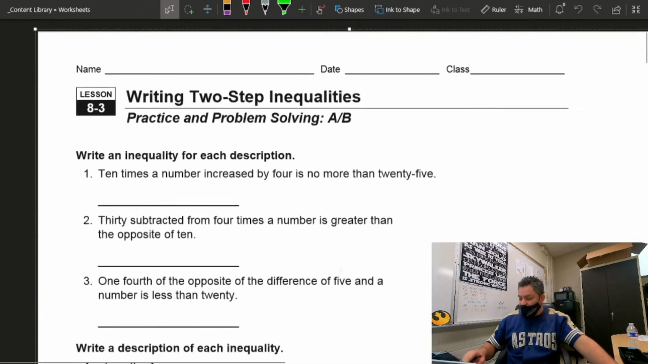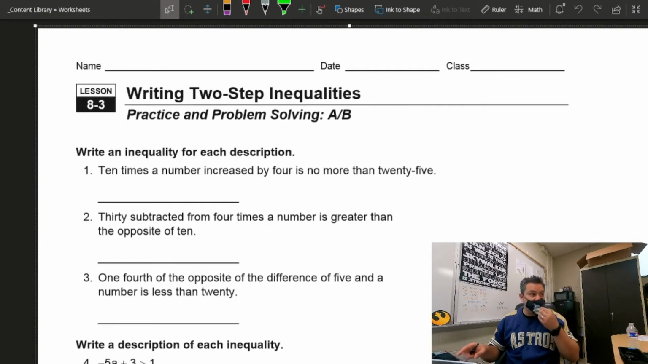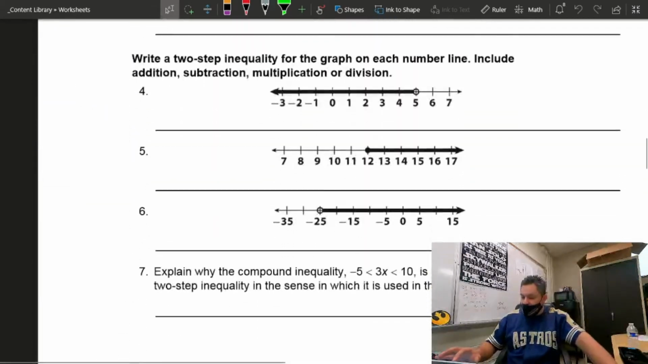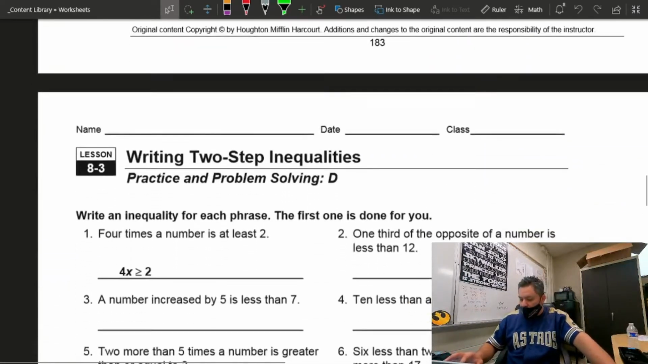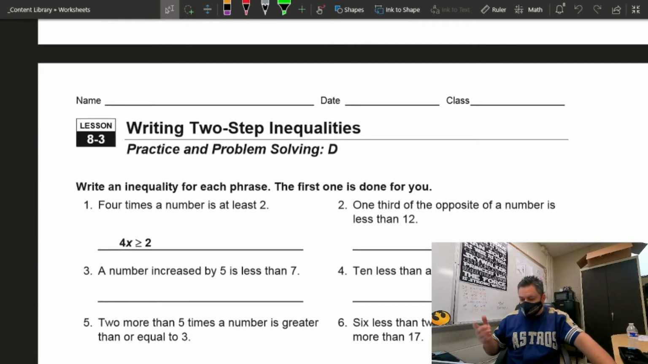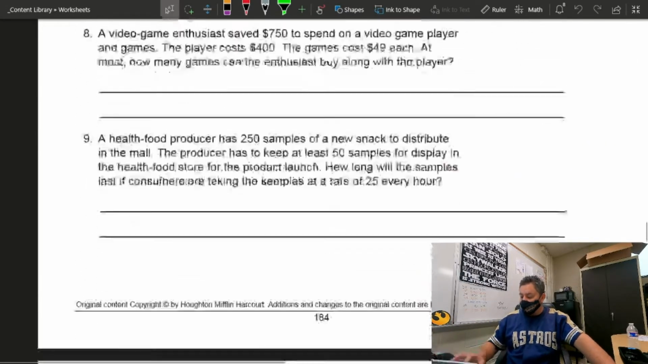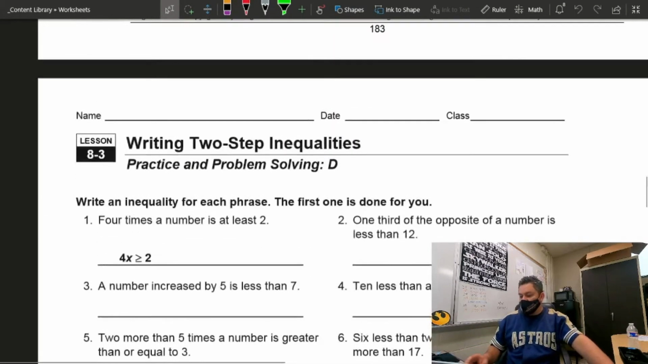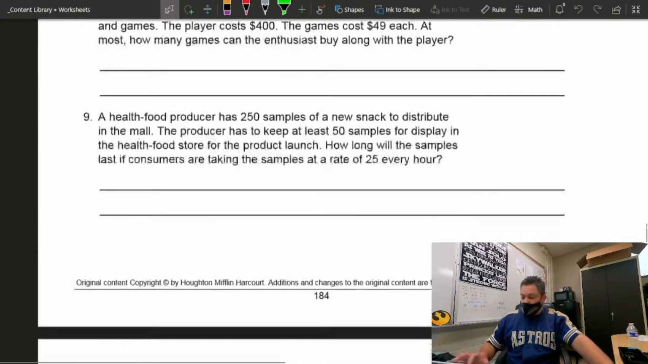And we're gonna start working. This is gonna be my classroom assignment. I might record a video on this later, I might not, I don't know. But for now, we're gonna be working on two pages. This is from the Go Math book, Texas edition. We're going to be doing the reteach section, and in the next video, we're going to be doing side D. So let's go ahead and get started.